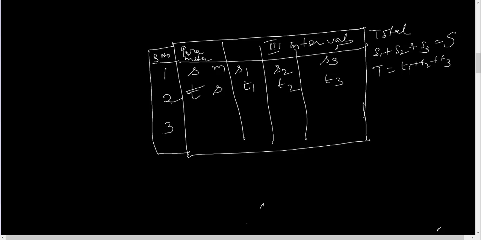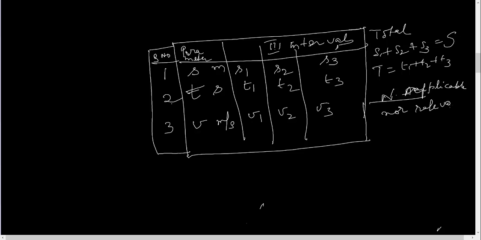Then 3, velocity, meter per second. Here it is V1, here it is V2, and here it is V3. The total is not applicable here. You cannot find the total velocity. Not applicable, nor relevant. So the question of total of the entries will be significant only for the total distance and the total time, and not for the velocity.